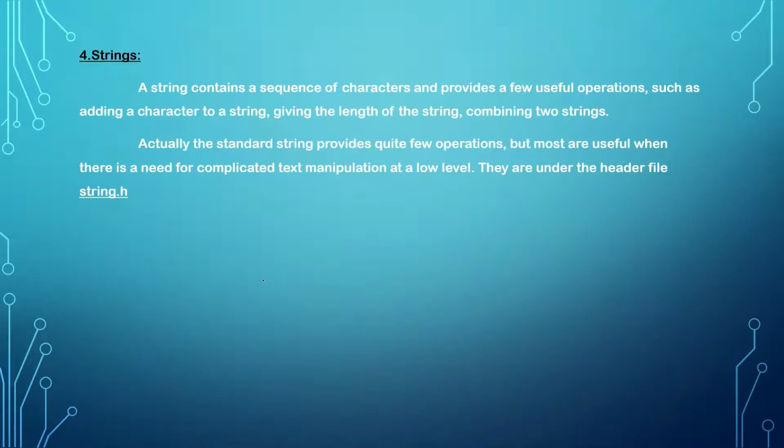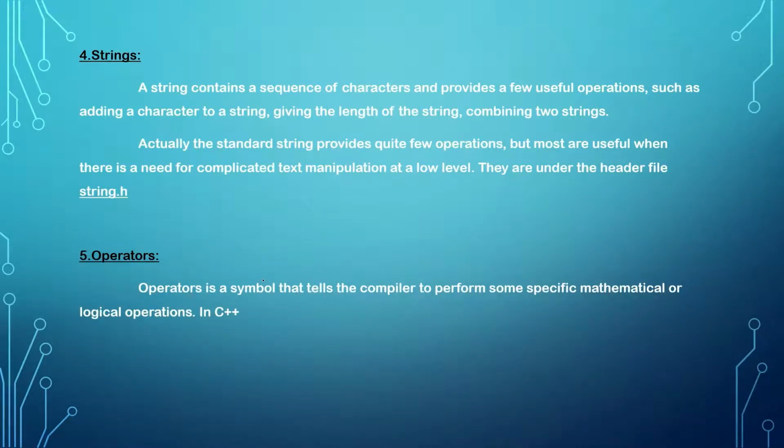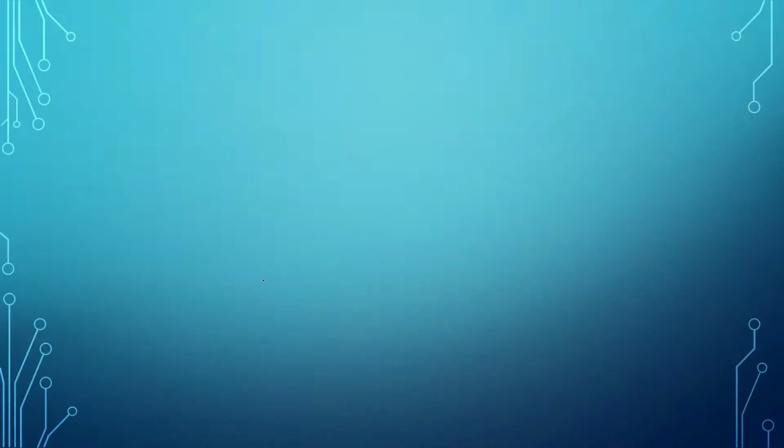So the next one is operators. An operator is a symbol that tells the compiler to perform some specific operations, that is mathematical operations or logical operations. In C++ there are different types of operators. Plus, minus, that is addition, subtraction, multiplication, division, all these are operators. We can classify these operators into three different categories.